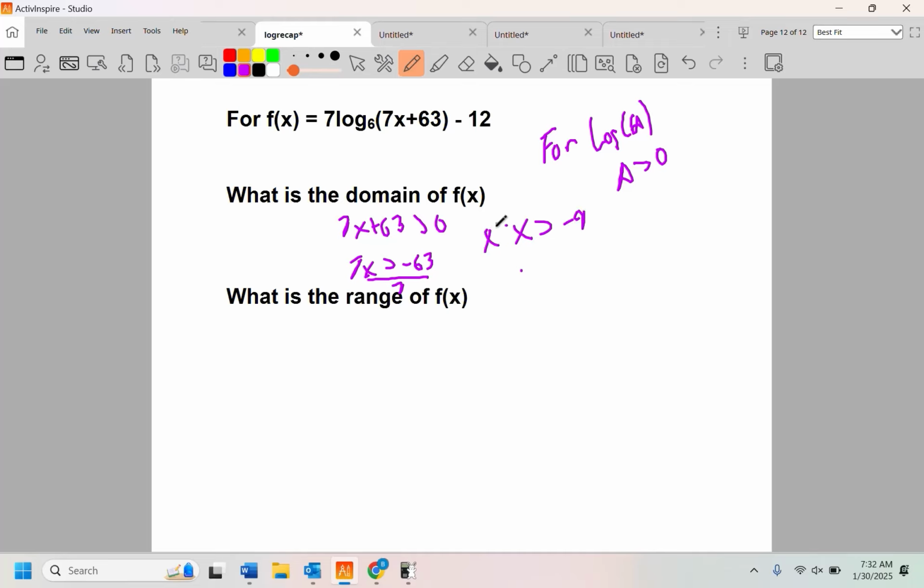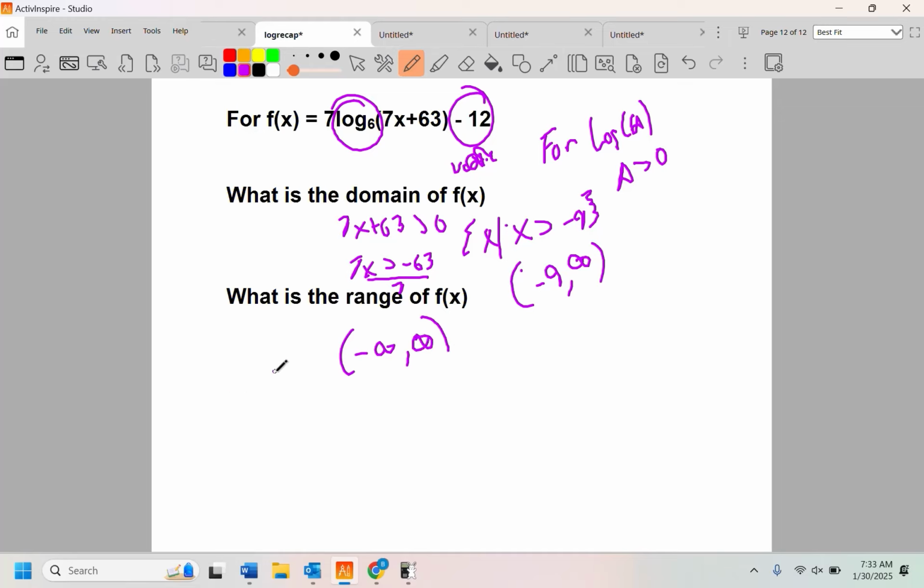So if you like your set builder notation, which only Maddie does, that's what it looks like. If you like your interval notation, which some of you will at least tolerate, negative 9 to infinity. All right, what is the range of f of x? You don't have to graph. This is your vertical shift. Oh, actually, it's a logarithm. The range of a logarithm is always negative infinity to infinity because logarithms look like r's. An r falls forever and rises forever.